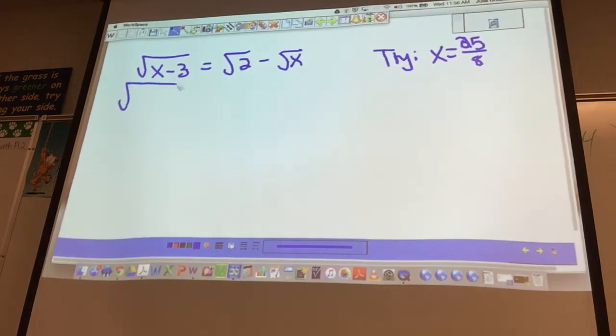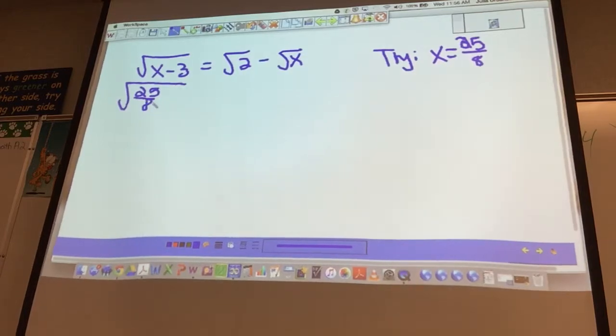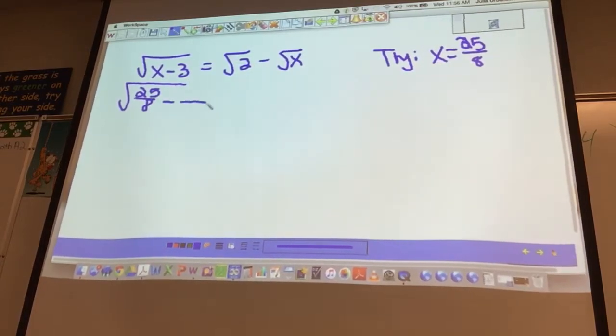So it's the square root of 25 over 8. That's like 3 over 1. Can you guys, instead of rewriting that, can we just go ahead and make it a denominator of 8? What would the numerator become?